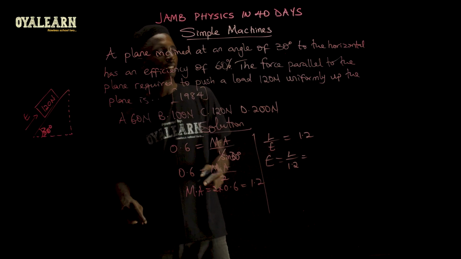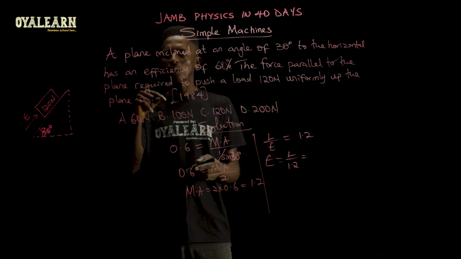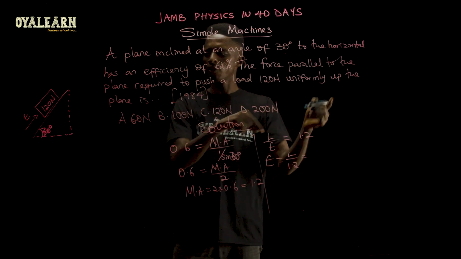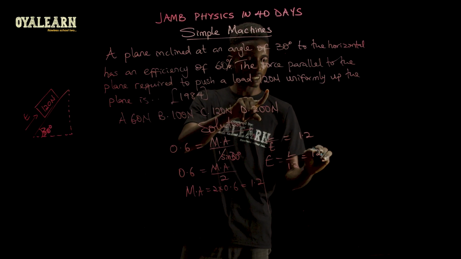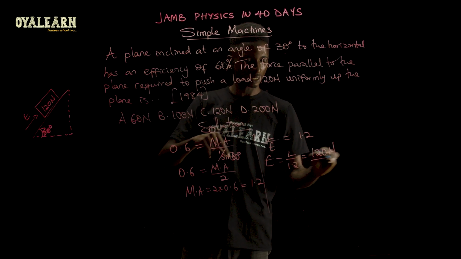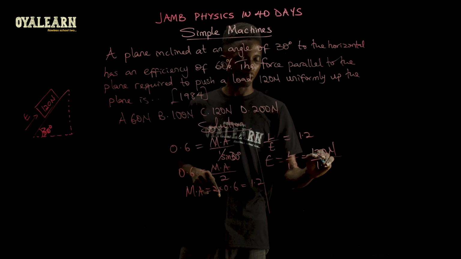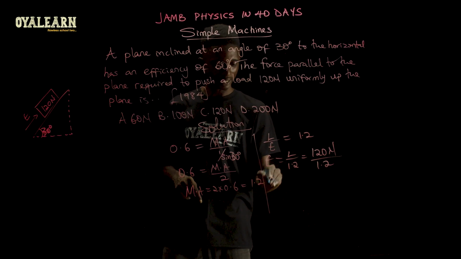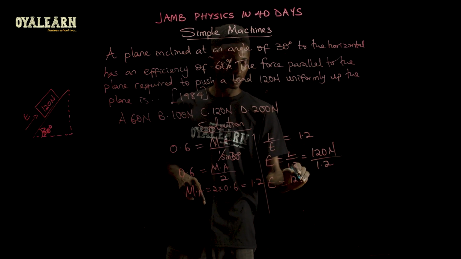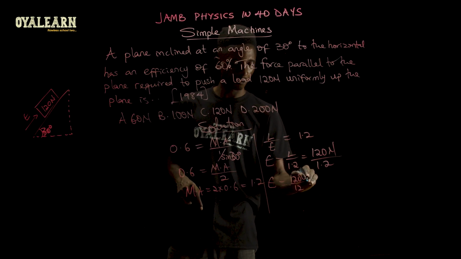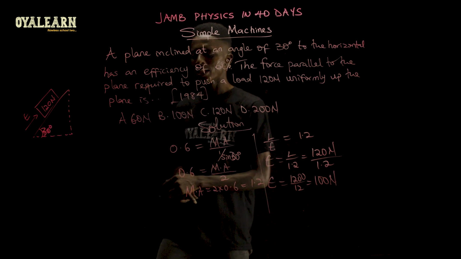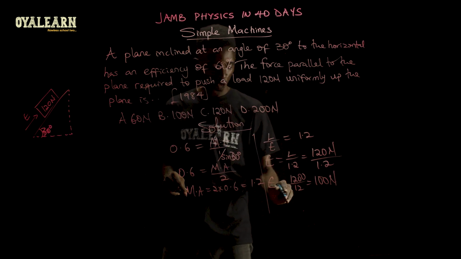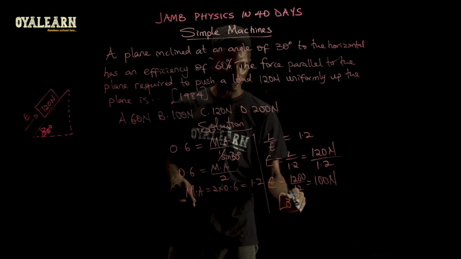And the load is given in the question as, let's read through the question again. The force parallel to the plane required to push a load of 120 newtons, so that is 120 newtons divided by 1.2. So we can then say effort equals 1,200 divided by 12, and that will give us 100. So 100 newtons. The correct option is therefore option B.